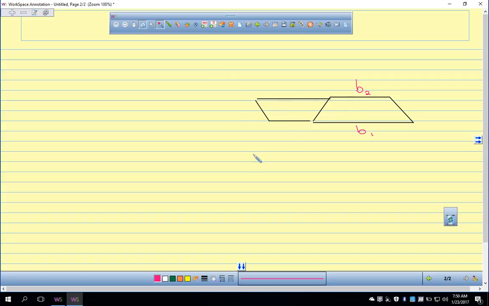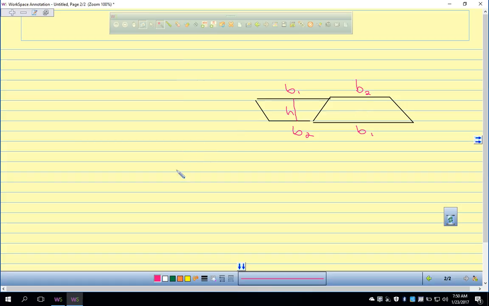This whole thing would make a parallelogram, right? If I made the whole thing. And this would now be base 1, and this would now be base 2, right? You understand that? How do I find the area of a parallelogram? The area is the base times the height, right? Times the height. So let's say this is the height, correct?